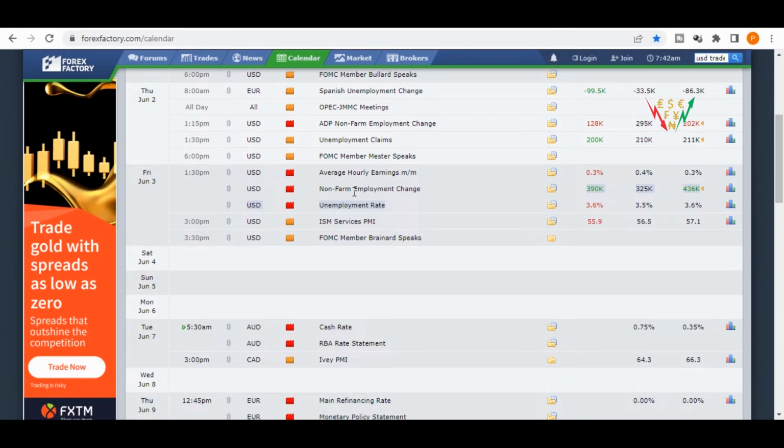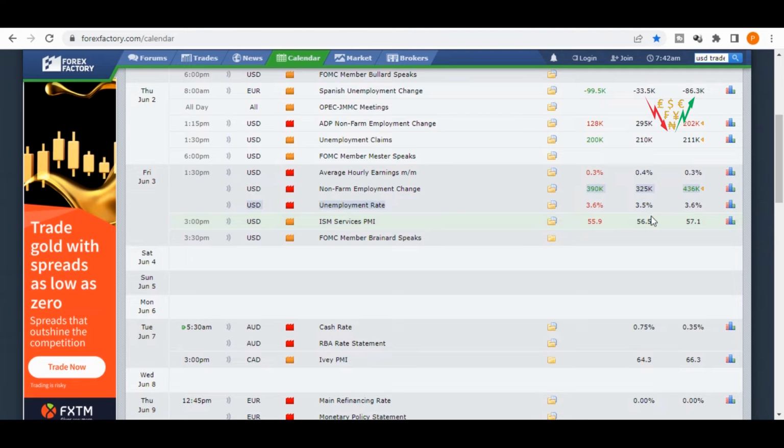For the non-farm payroll, we see that previously what we had was 436,000 jobs added to the US economy in the non-farm sector, aside from farming and government jobs. The expected forecast was 325,000 more jobs to be added, but what was added was actually higher than that: 390,000 more jobs as opposed to 325,000. Now this shows strength in the United States dollar. This shows strength in the United States economy, and it becomes a favorable asset or currency to trade, because there is massive development.